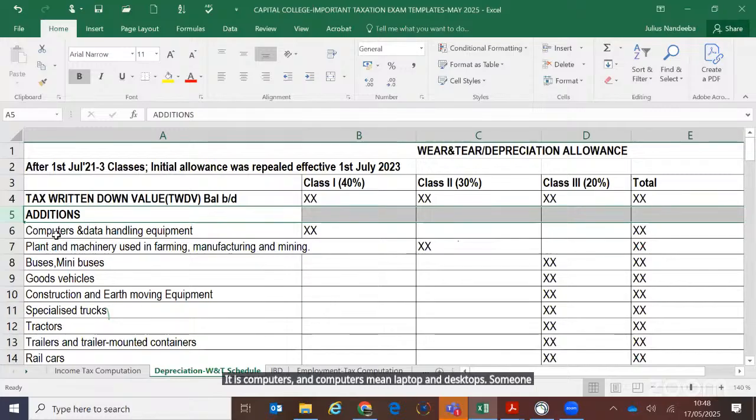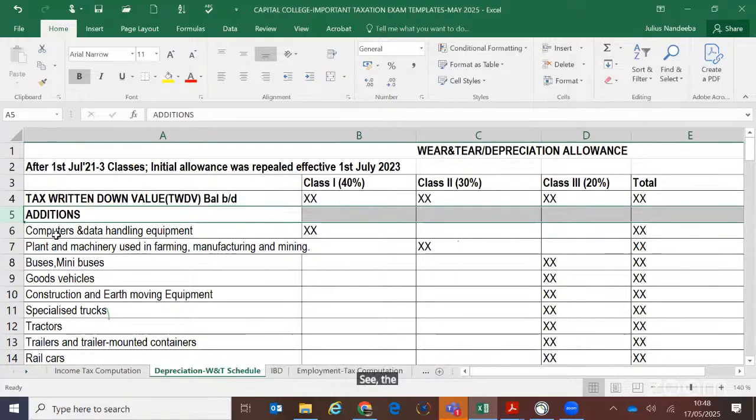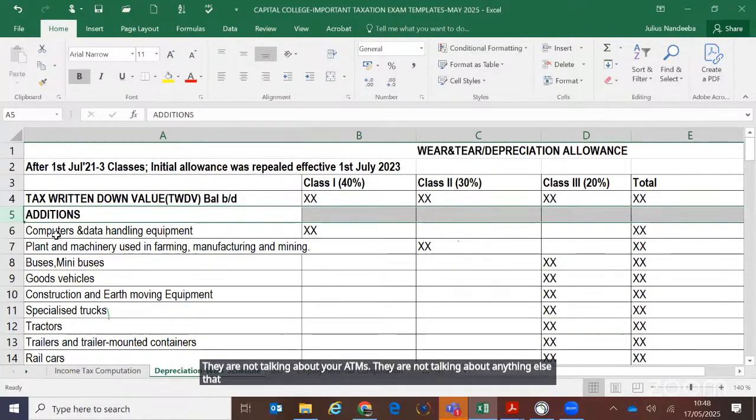Someone was asking, is a desktop a computer? Yes, it is. It is a computer. You guys, when you're teaching, you learn to be as basic as you can. So here we are talking about whether desktops, whether laptops, those are computers. Now, when they say data handling equipment, they are not talking about your phones. They are not talking about your printers. They are not talking about your cameras. They are not talking about your ATMs. They are not talking about anything else that you think is a computer.